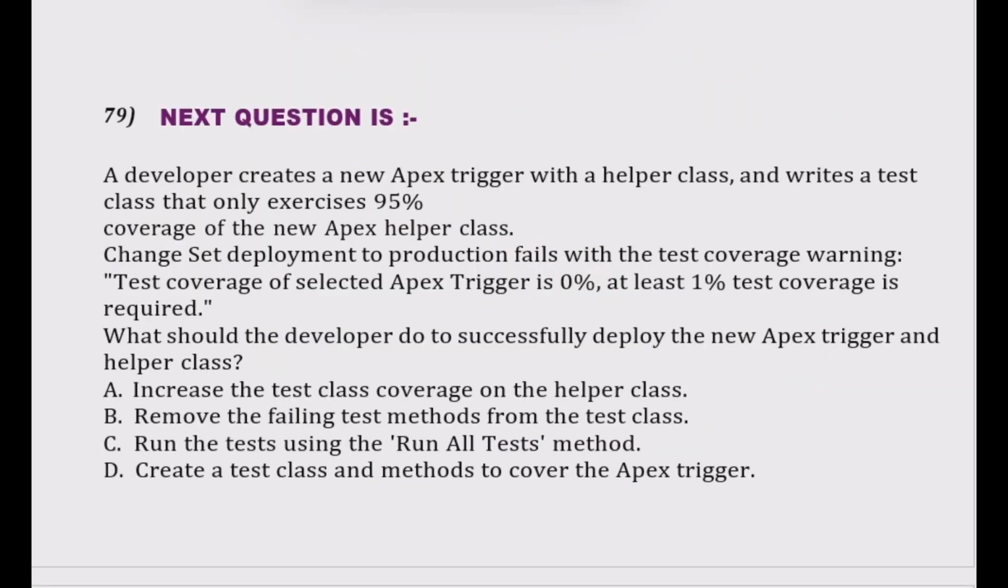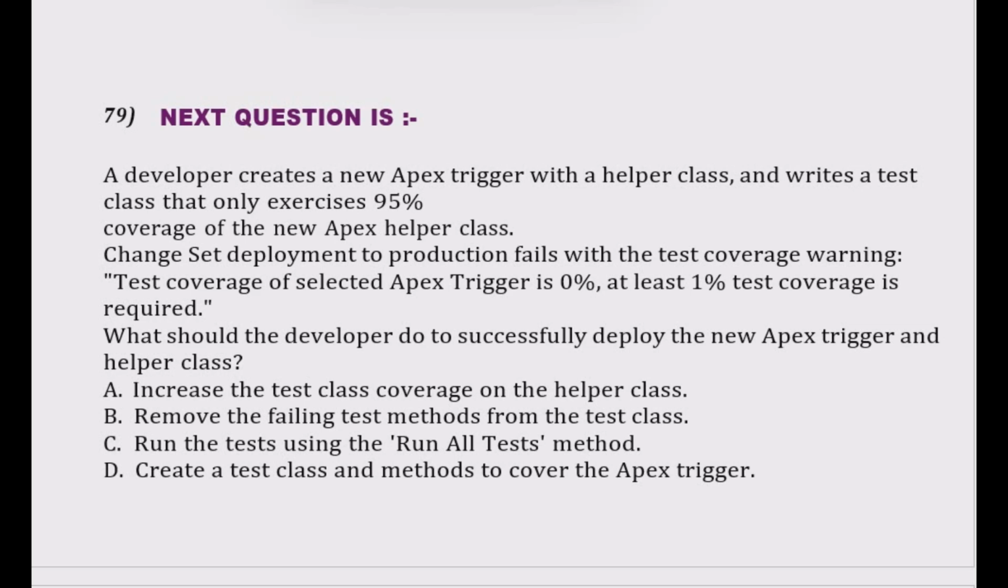Question is, a developer creates a new Apex trigger with a helper class and writes a test class that only exercises 95% coverage of the new Apex helper class. Change set deployment to production fails with the test coverage warning: test coverage of selected Apex trigger is 0%, at least 1% test coverage is required. What should the developer do to successfully deploy the new Apex trigger and helper class?